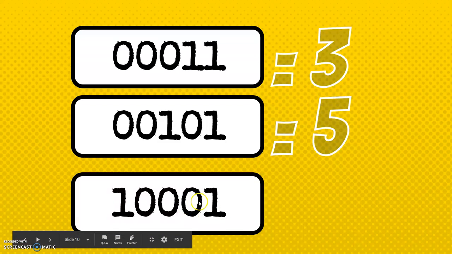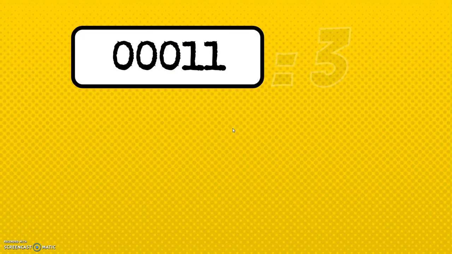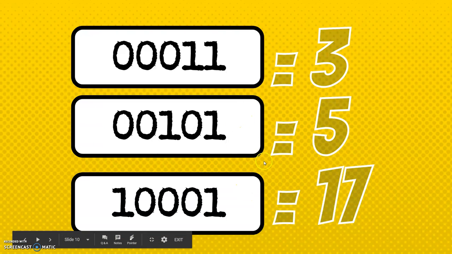Here's another example. We have a 1, 0, 0, 0, 1. So again, if we go back, we have a 1, 0, 0, 0, 1. So 1 plus 16 would be 17. Now we're going to make a chart together that helps us better learn binary code.